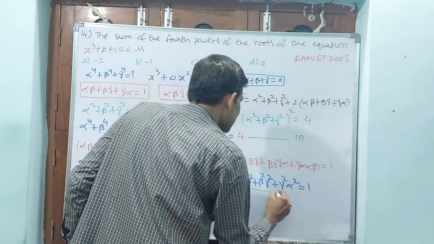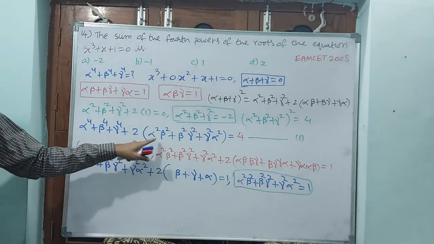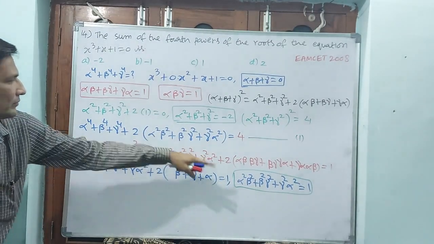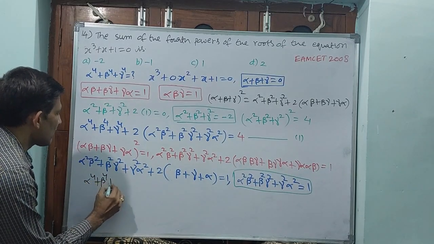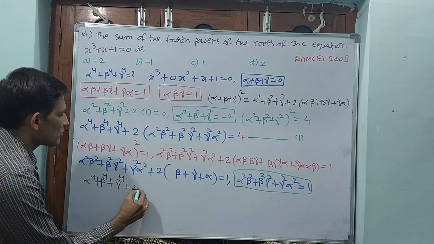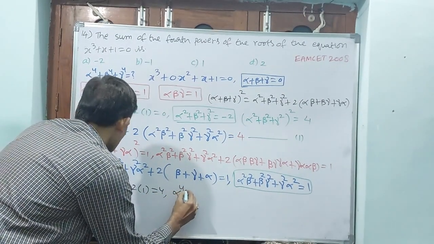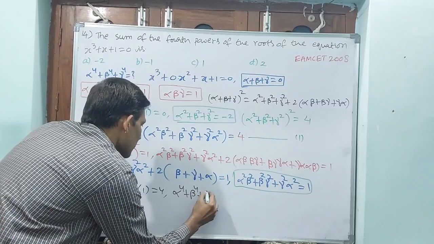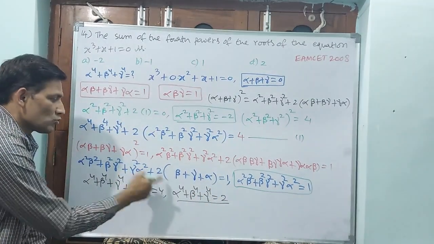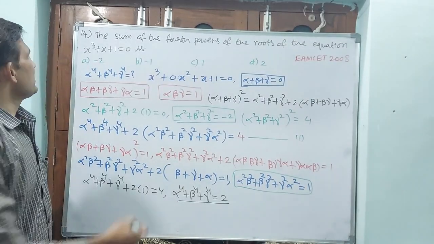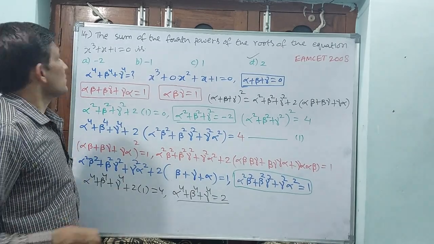I am putting one box. This value substitute in equation 1. Why? Because this is 1. Write down there: alpha to the power of 4 plus beta to the power of 4 plus gamma to the power of 4 plus 2 into 1 is equal to 4. Or else alpha to the power of 4 plus beta to the power of 4 plus gamma to the power of 4 is equal to 4 minus 2, 2. This 2 goes that side, 4 minus 2, 2. That means answer is plus 2. Let us go for next question.